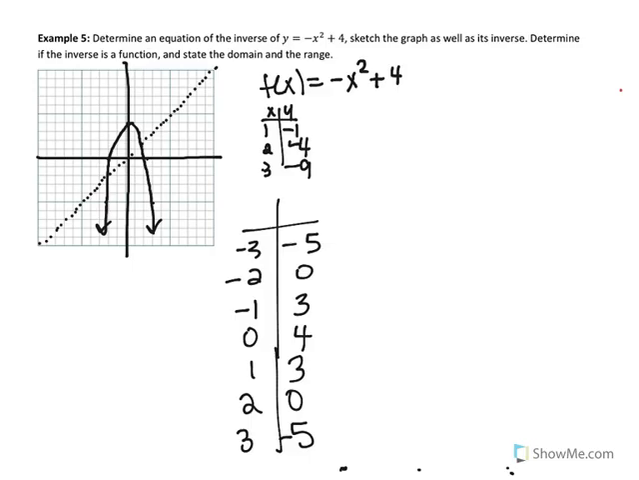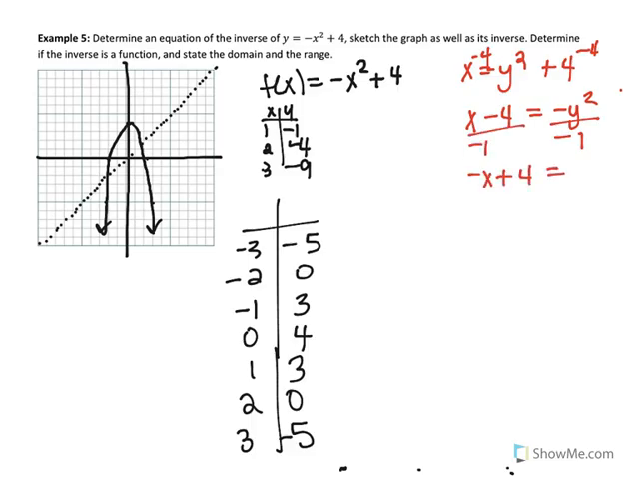Okay, let's find the equation first. So we're going to change the places of x and y. So we have x equals -y² plus 4. We're going to subtract 4 from both sides. So we have x minus 4 equals -y². Divide by -1. So we have -x plus 4 equals y². Square root. So we have plus or minus the square root of -x plus 4 equals y.